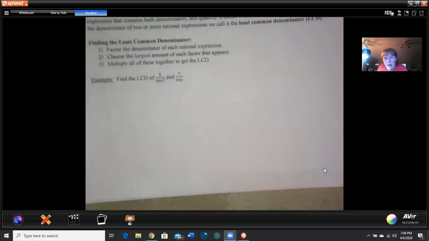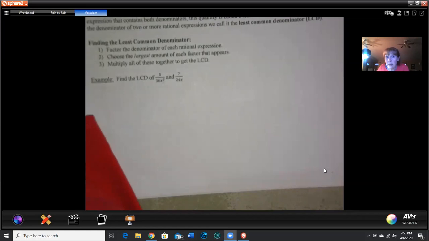Now, what makes multiplying and dividing so much easier is that you don't have to get a common denominator. You can just simplify, reduce, multiply across, and you're done. So adding and subtracting fractions, you need a common denominator, the least common denominator preferably, so you don't have to reduce so much. And then you can add or subtract the numerators, and then reduce when you're done. So let's go through some strategies on how to find the least common denominator.